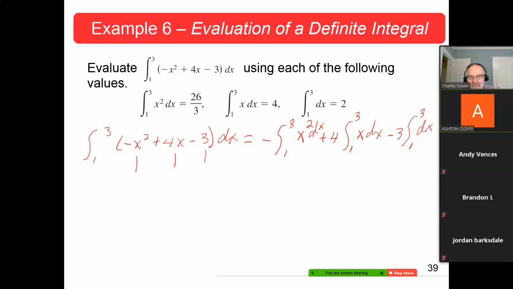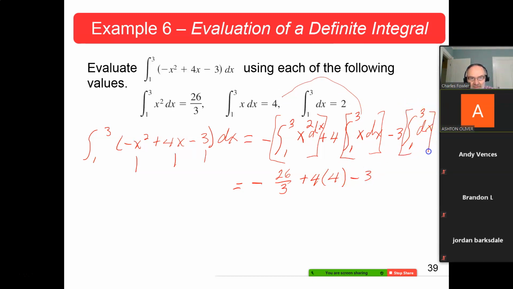Now, guess what? That's a minus times this integral right here. They told us what its value was: 26/3. Now, they won't always be so nice as to do that, but they did. And then we're going to do plus 4 times this integral right here, and they just told us this integral was 4. So 4 times 4. And then we have a minus 3 times this integral here, and they happen to tell us that integral was 2.